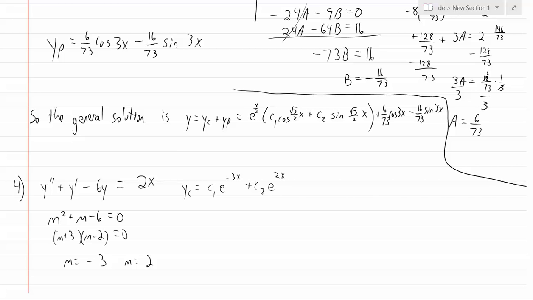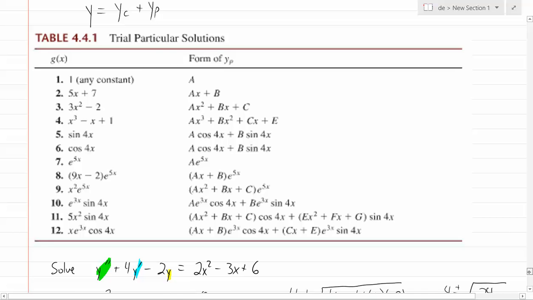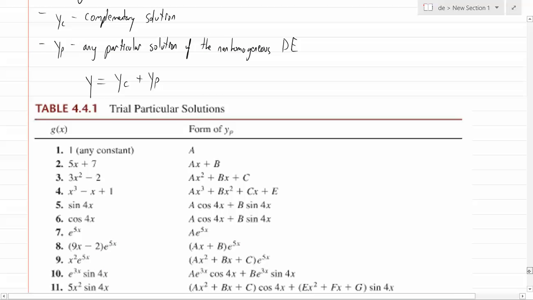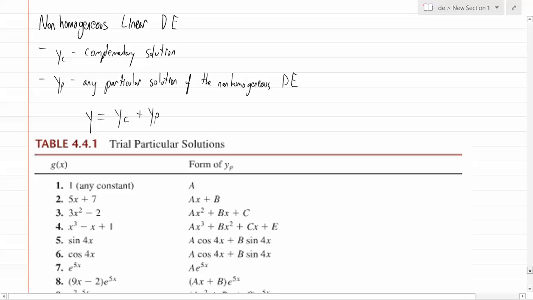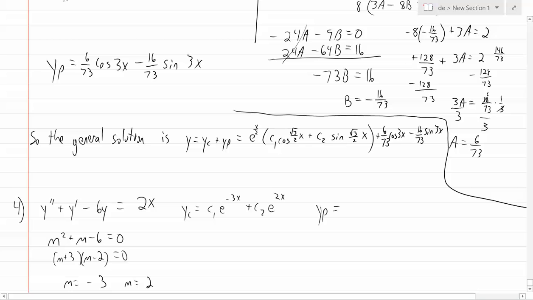Alright, so now we need to figure out our particular solution, y sub p. And so how do we need to set that up? According to this little table here, the linear part, this number 2 there, ax plus b. So we have an x to the first, so that's why we have to use the linear one. Ax plus b. So find the derivative of that, and then the derivative of that, and plug it into the differential equation.